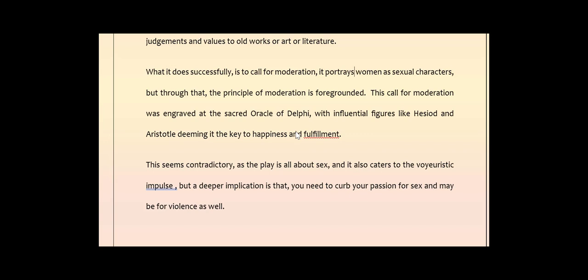It does cater to the voyeuristic impulse of men. It does cater to women watching the play for your vulgar jokes. But a deeper implication is that you simply need to curb your passion for sex and maybe violence as well. So this is my analysis of the play.